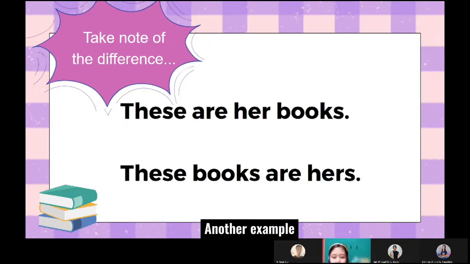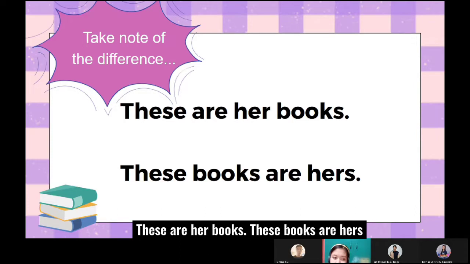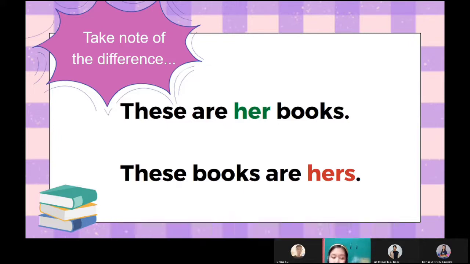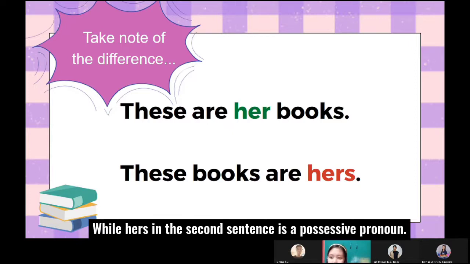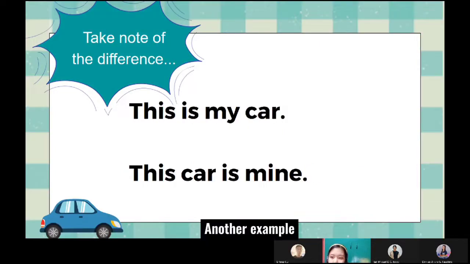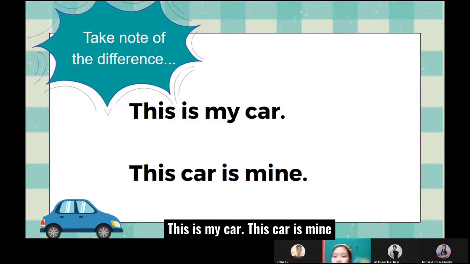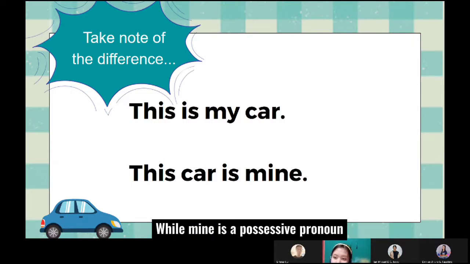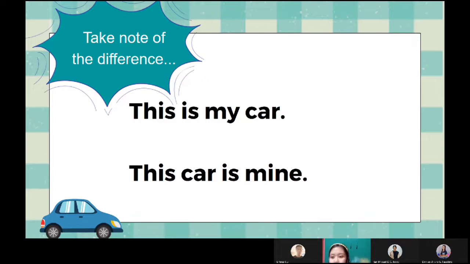Another example, these are her books. These books are hers. Her in the first sentence is a possessive determiner, while hers in the second sentence is a possessive pronoun. So, another example, this is my car. This car is mine. Once again, my is a possessive determiner, while mine is a possessive pronoun.